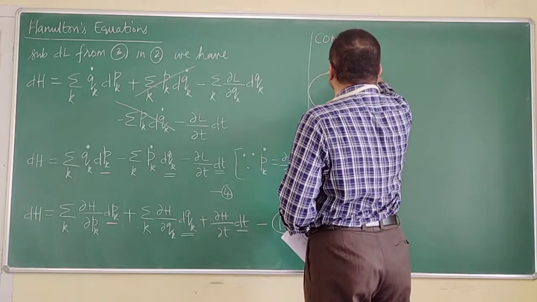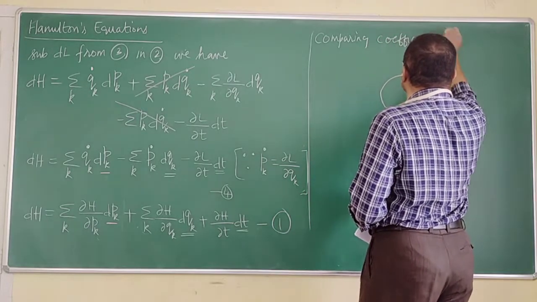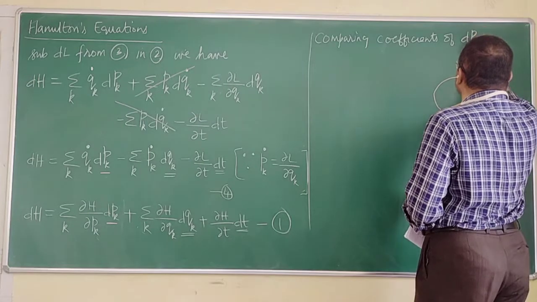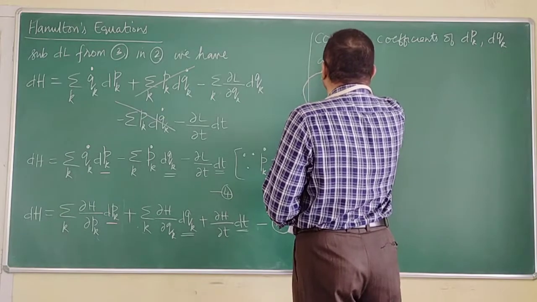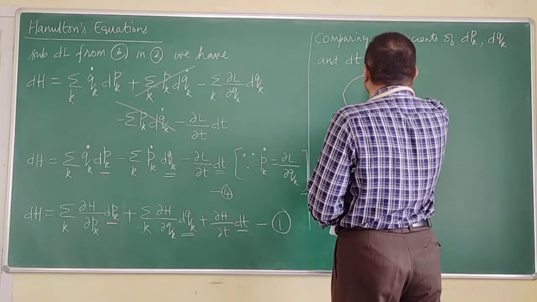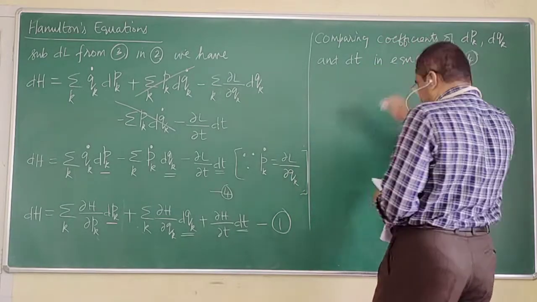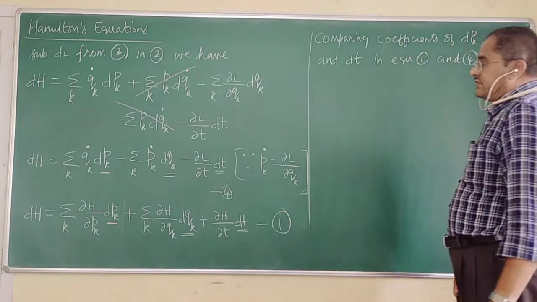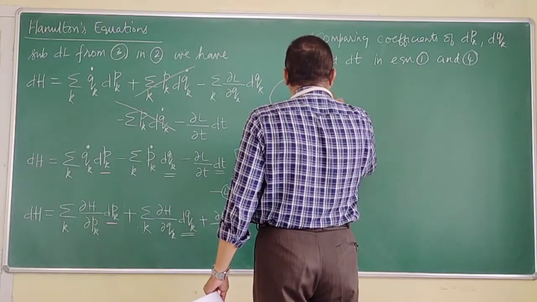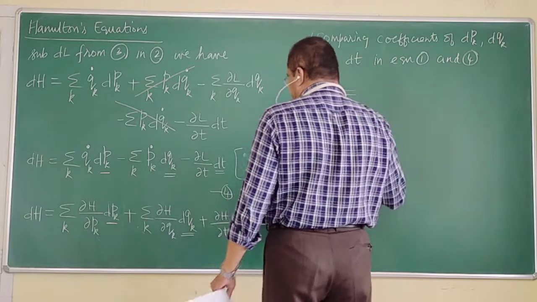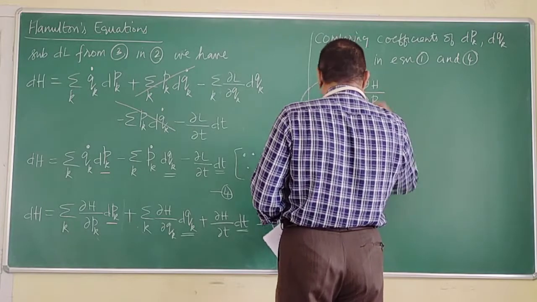Comparing coefficients of dp_k, dq_k and dt in equations 1 and 4. First we compare dp_k. I get q dot k is equal to ∂H/∂p_k.